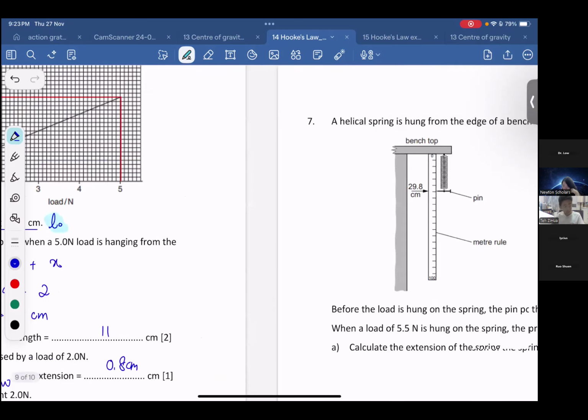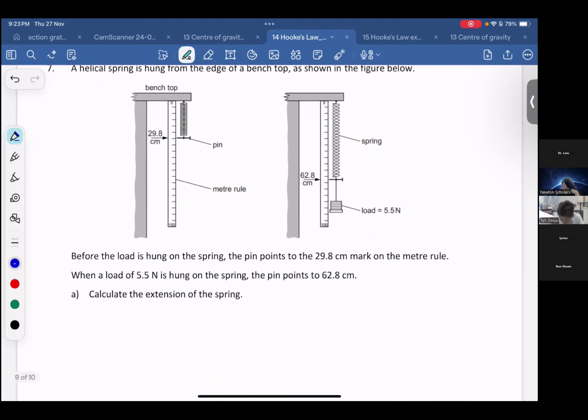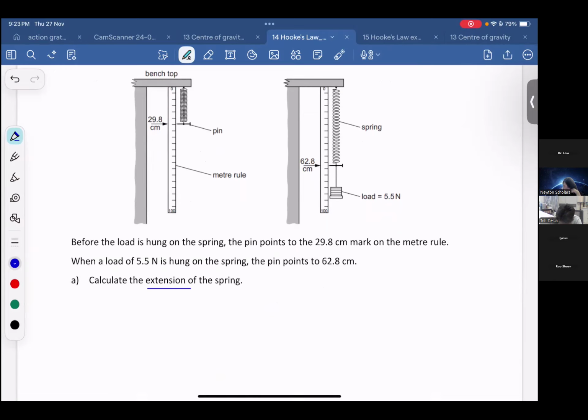Okay, here. Initially we didn't hang any object, so we get 29.8. Then after that we hang a load of 5.5, we get 62.8. Okay, what is the extension? Easy, this question. Extension is new length minus original length. New length is 62.8 minus 29.8. So here, press your calculator. Okay, we will get 33 cm.